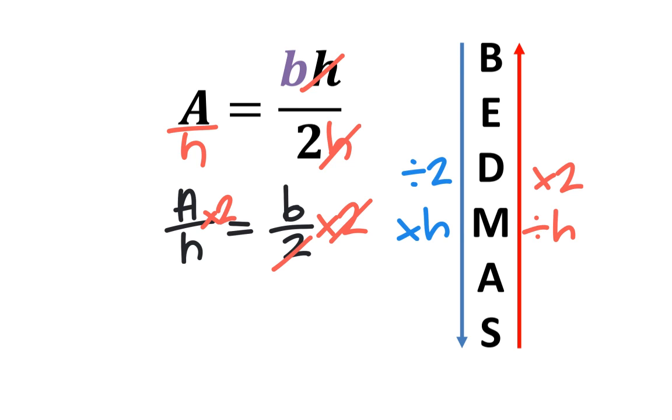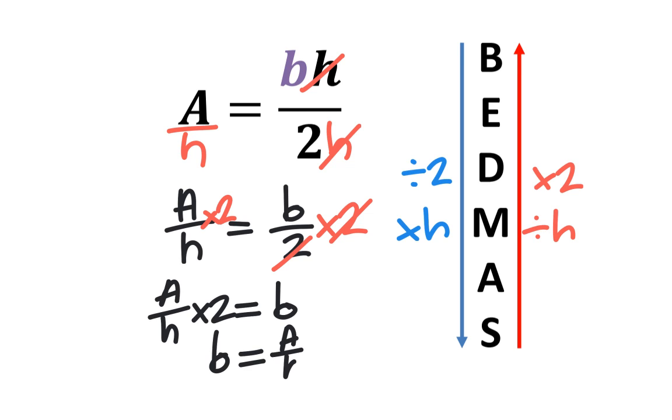Opposites cancel out. Multiply by 2 and divide by 2 are opposites, so they are going to cancel out. This leaves me with A over H multiplied by 2 on the left side, and we have B unchanged on the right side. Now, since we read from left to right, we're going to have to clean this up a little bit. So I'm going to rewrite this as B is equal to A over H multiplied by 2. Therefore, the formula for base is equal to area divided by height, then multiplied by 2.